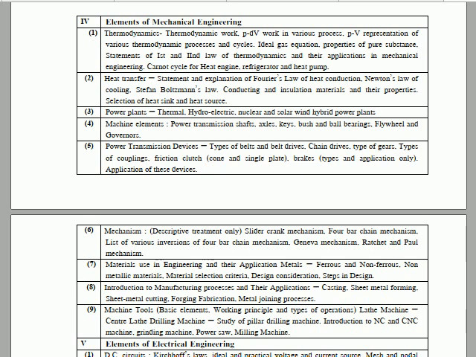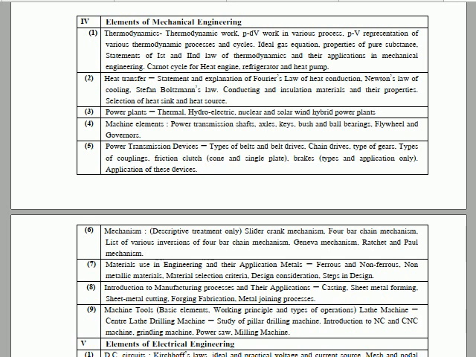equation, pure substance, different laws of thermodynamics, Carnot cycles. After that, heat transfer will consist of statement and explanation of Fourier's law of heat conduction, Newton's law, Stefan-Boltzmann law, etc. Then power plant will consist of thermal, hydraulic, nuclear, solar and hybrid power plant.